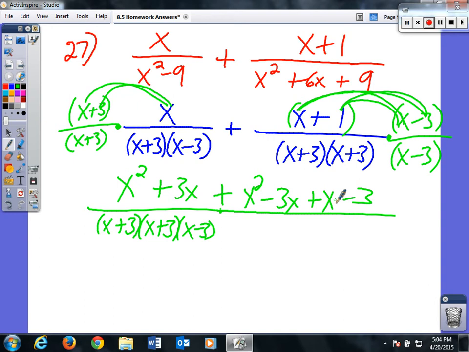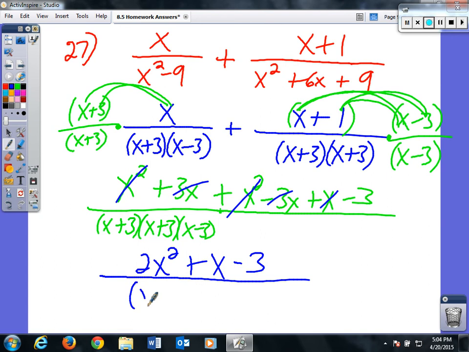Now we can combine like terms. We have two things with an x squared, so that's going to give us 2x squared. That takes care of those. Then we have a positive 3x and a minus 3x. Those will cancel each other out. So then the only thing left with an x is this one. And then minus 3. And we have that all over x plus 3 times x plus 3 times x minus 3.